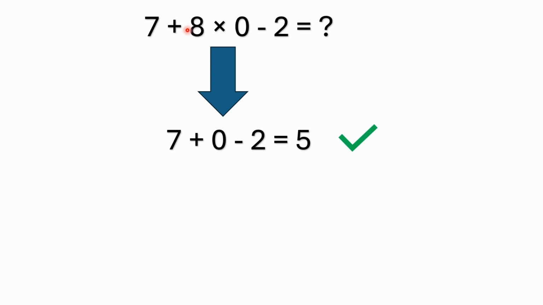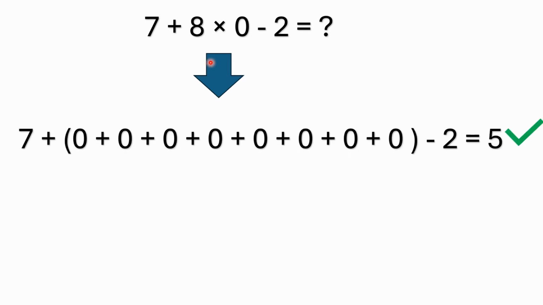I know some people that get this wrong. They'll add 7 plus 8 and then multiply it by 0, which is incorrect because they've forgotten the order of operations and that multiplication does have precedence. Just remember your PEMDAS, your BODMAS, or even better yet, just remember that multiplication is just shorthand for repeated addition.